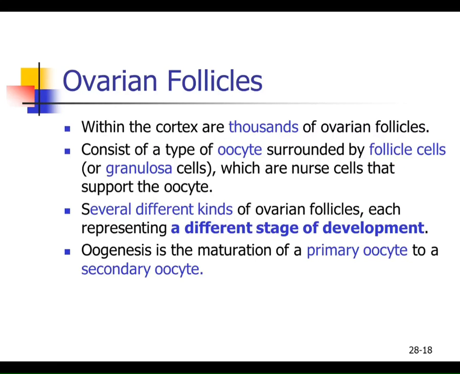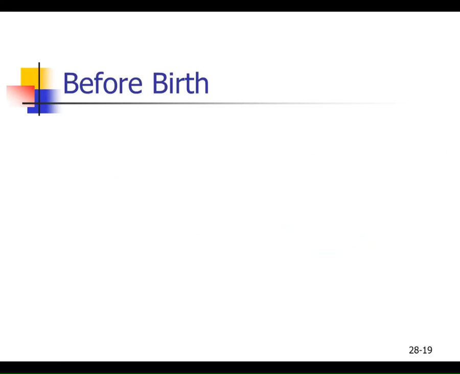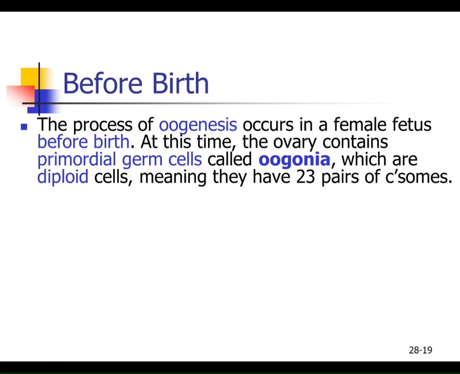In this process of oogenesis, some of those primordial follicles will become secondary and go on, but only one will usually make it to the end. I'll retell that story here in a moment.